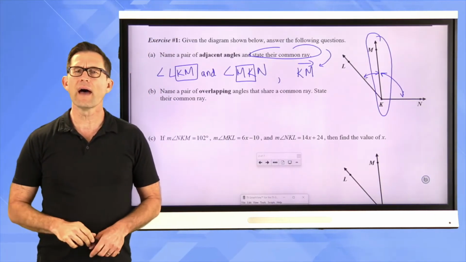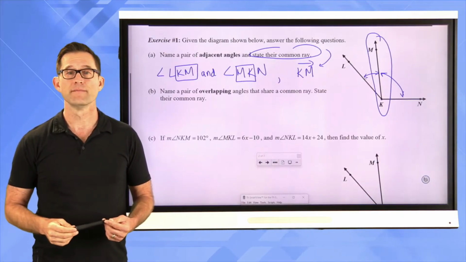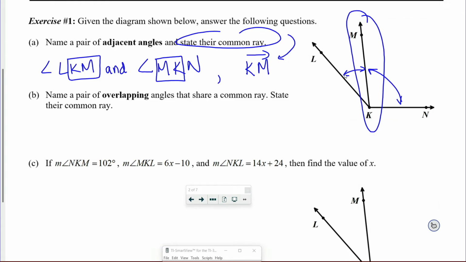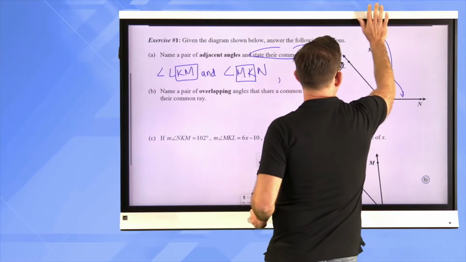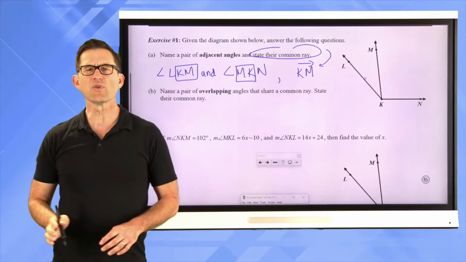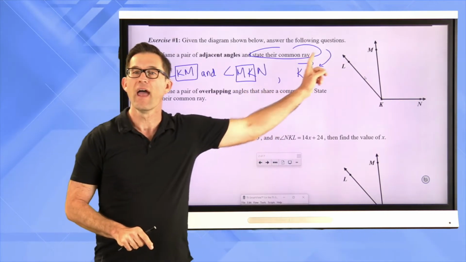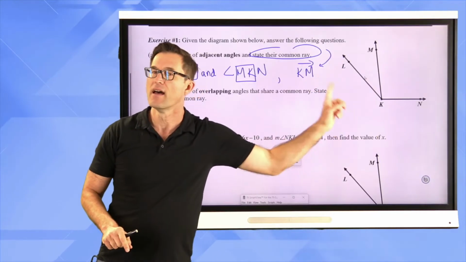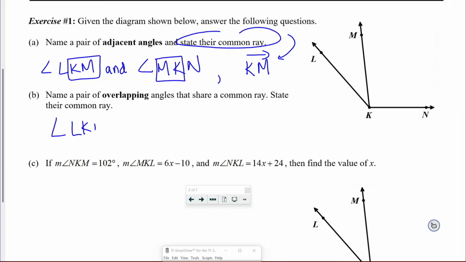Now, let's take a look at angles that share a ray but aren't adjacent. Letter B. Name a pair of overlapping angles that share a common ray. State their common ray. All right, so let me erase this. Now, there's a couple choices here. But since there's only 3 angles in the picture, and there really are only 3, right? There's LKM, MKN, and then there's LKN. LKN's got to be one of them, right? So angle LKN, right? This entire angle.